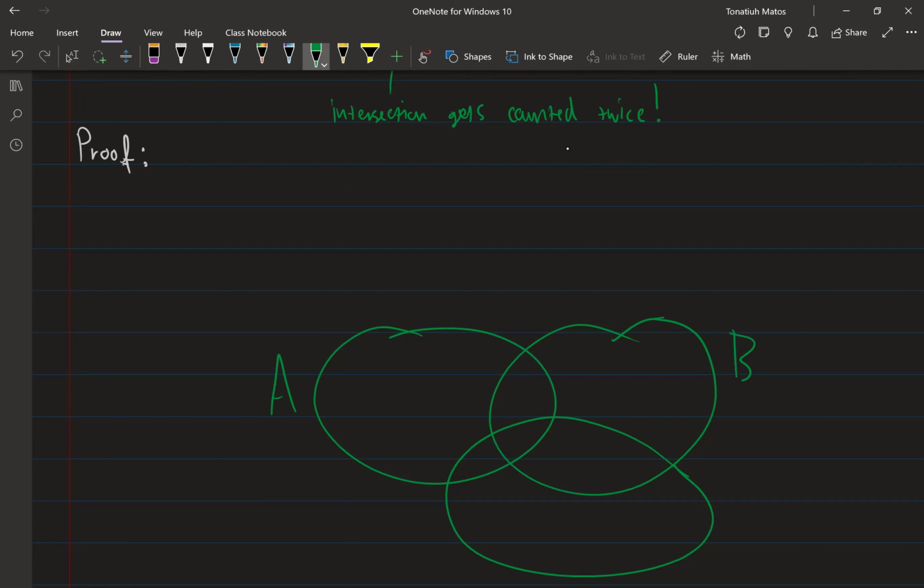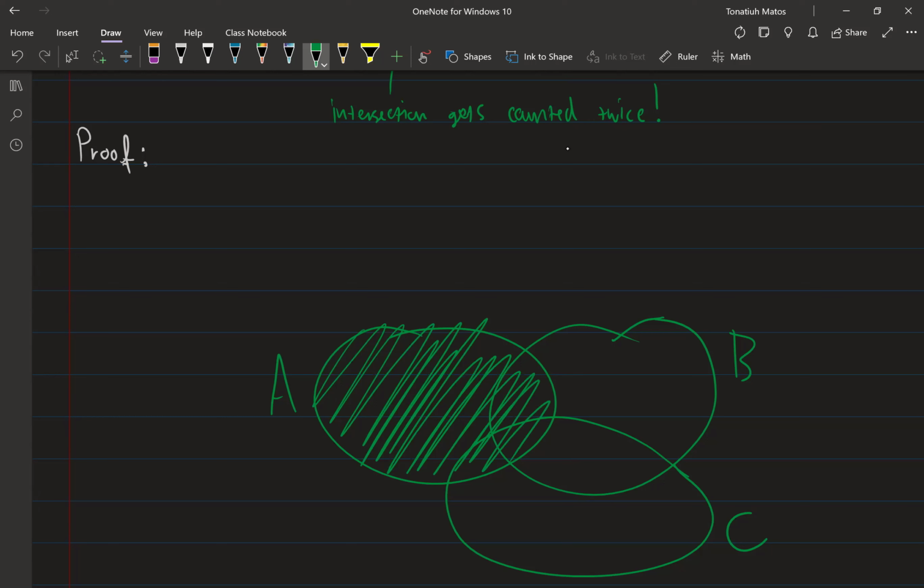So this is A, this is B, this is C. How do I count how many elements there are in total? Because the problem is now, if I count everything that is in A, and then I count everything that is in B, I overcounted the intersection. So according to the rule that I just proved, I need to eliminate that. So I have to subtract the intersection one time. But when I add a third set, I am removing the intersection of the three sets one too many times.